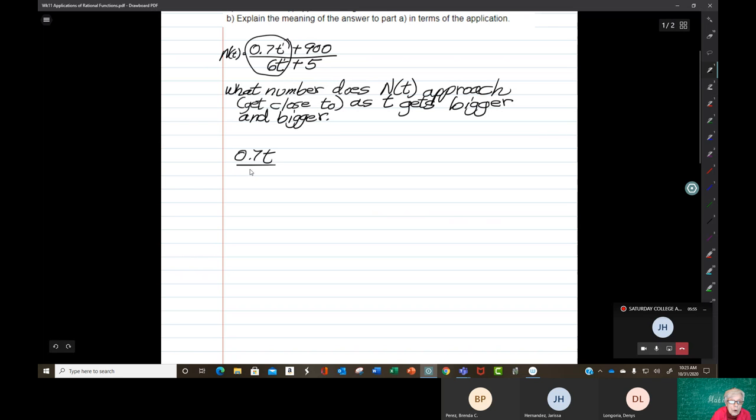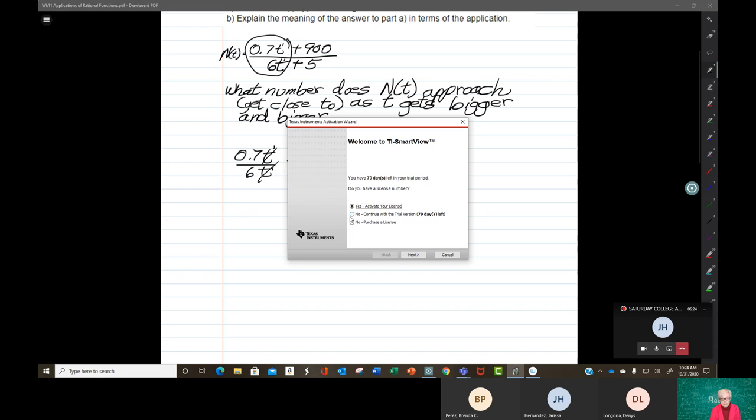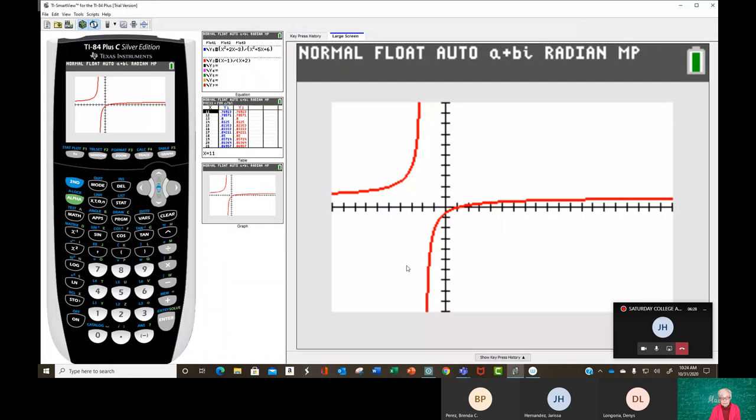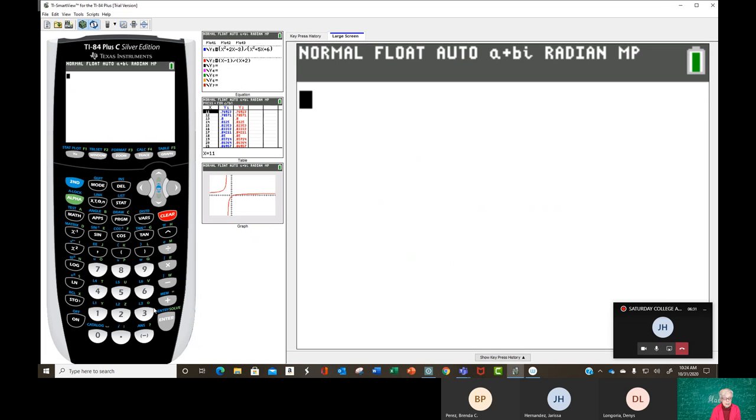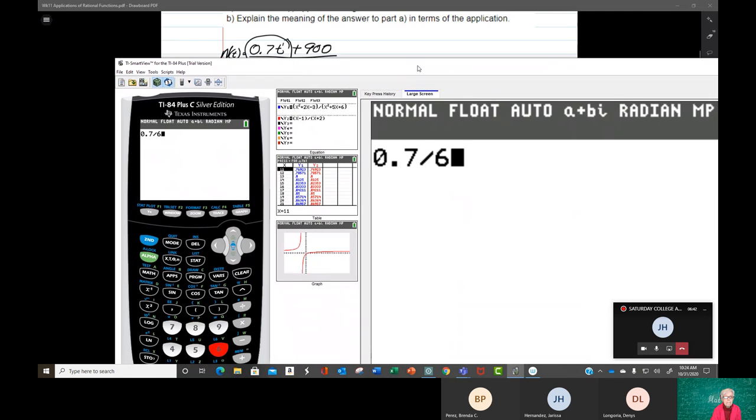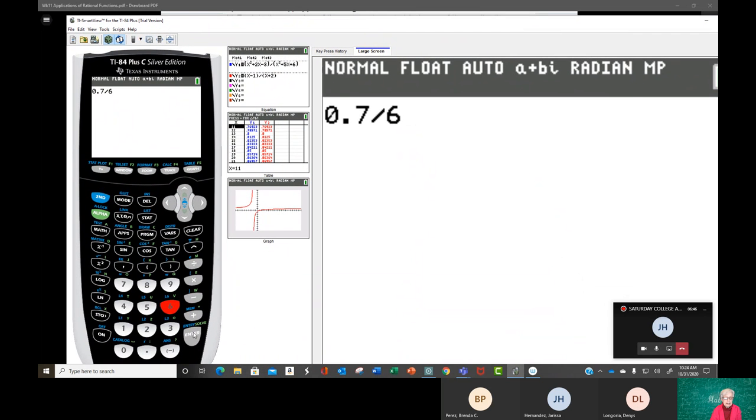0.7t over 6t, where t to the 1 power and t to the 1 power are exactly the same degree. So they cancel, leaving you with 0.7 over 6. Well, let's get the calculator. We're going to have 0.7 divided by 6, enter.